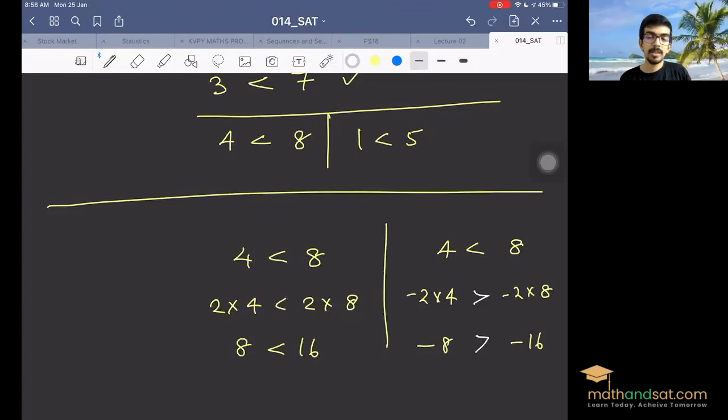See this example? 4 less than 8 was a correct statement. But when you multiply with minus 2, the numbers became minus 8 and minus 16. Minus 8 is on the right side, minus 16 on the left side. The smaller number is minus 16. So the inequality sign is flipped here. Got it?